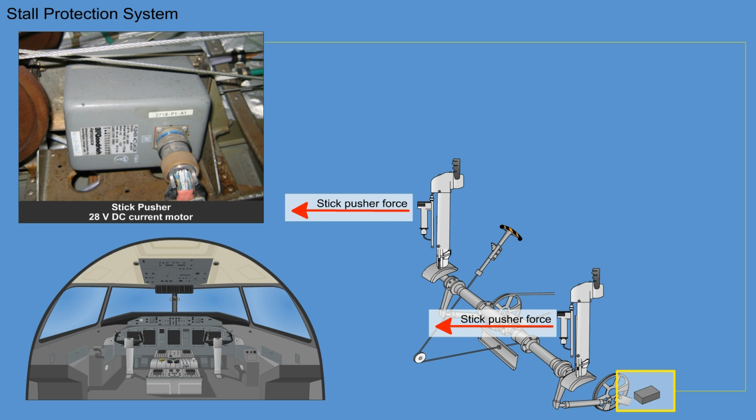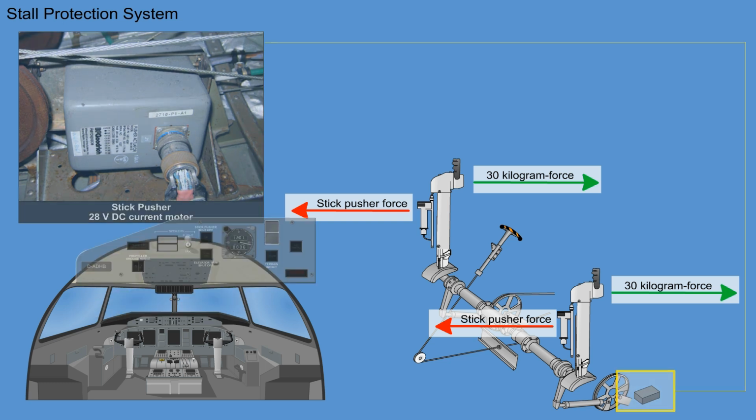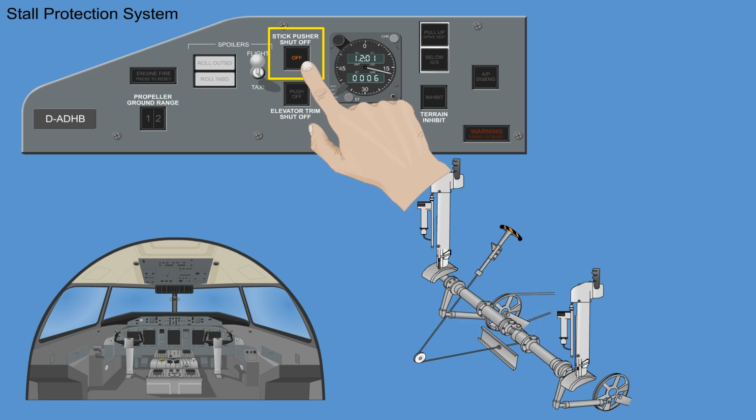The pilots can override the stick pusher clutch by applying an opposite breakout of 36 kilogram force, 80 pound force, to the control column. After breakout, 30 kilograms force or 66 pound force is needed to continue to override the clutch. However, the stick pusher shut-off switch light can be pressed to turn off the stick pusher.